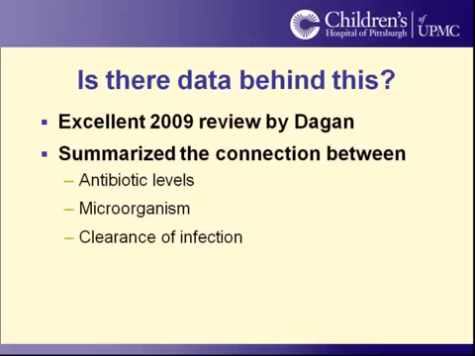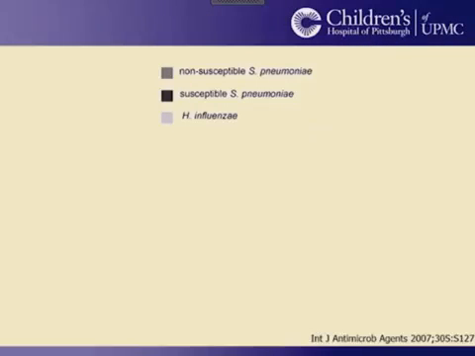Is there data behind this? There is excellent data, and I'm going to refer you to a review in 2009 by Ron Dagan that looks at the connection between antibiotic levels, microorganisms, and clearance of infection. This is a complicated table, so stay with me, and it depicts Haemophilus influenzae in light gray, non-susceptible strep pneumo in medium gray, and susceptible strep pneumo in black.